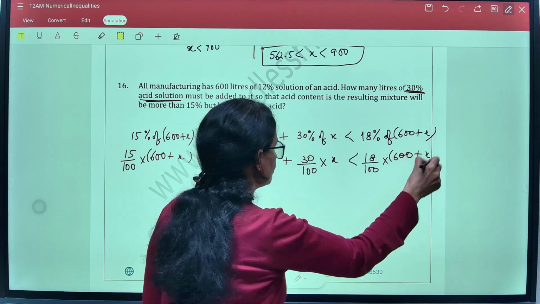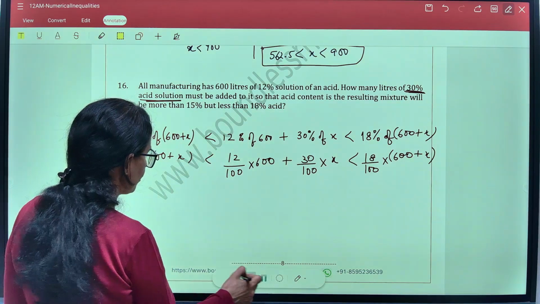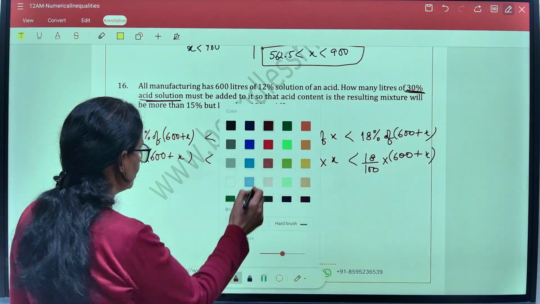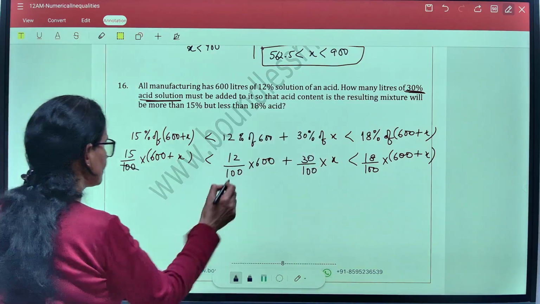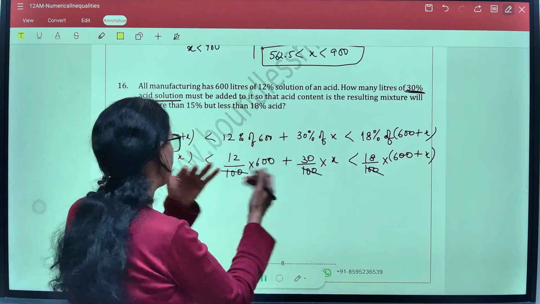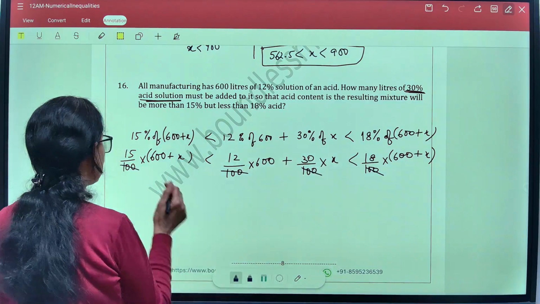So we've just written the inequation as it is. Now you can cancel 100 from all of these. If you look at it, 100 is there in all of these. So you can cancel this 100, 100, 100, 100. From the middle block, you have actually taken 1 by 100 common out and then cancelled throughout. And if you look at the numerators, 3 is also a common factor.